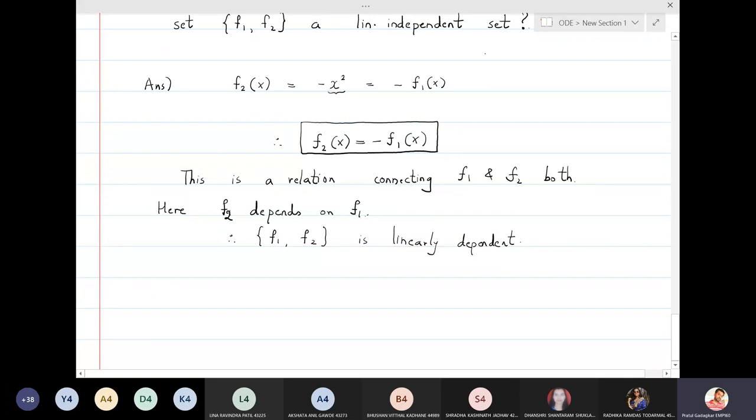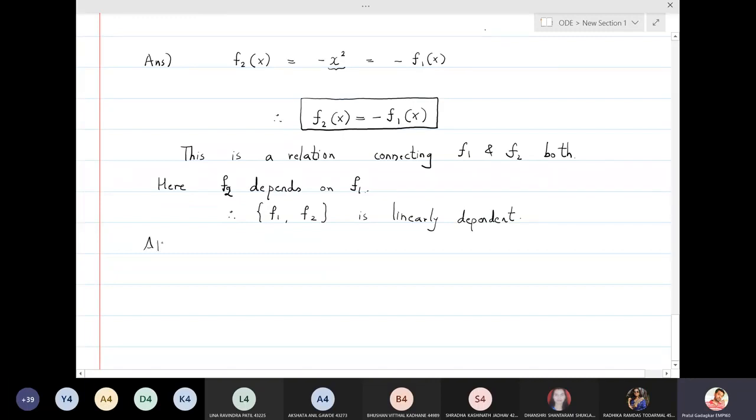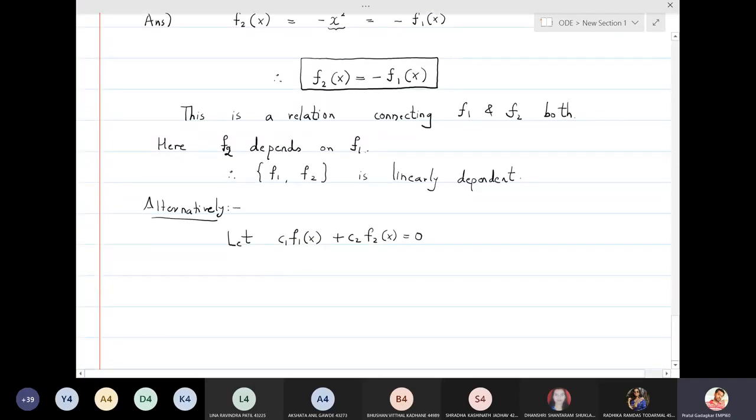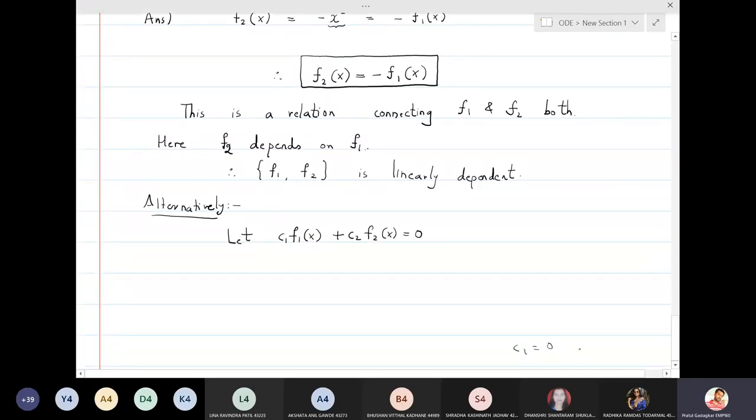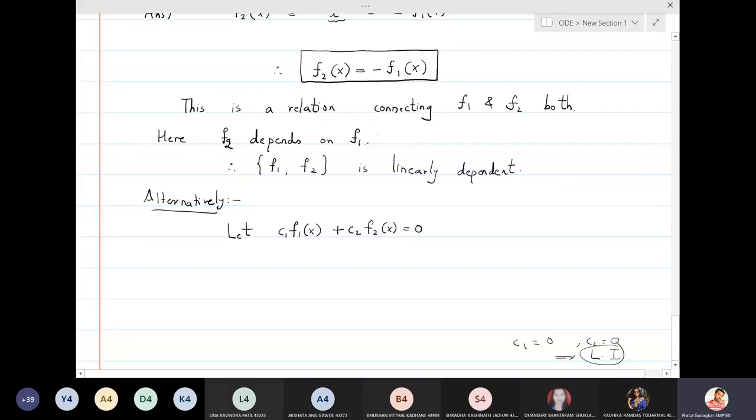Okay, will I be successful? The answer is no, because the set is linearly dependent. So let me write it alternatively. Let C1 F1 plus C2 F2 be equal to 0. Now I will try to see, can I show that C1 and C2 are 0? Is there any problem if I try to do that? Suppose I show that C1 is 0 and C2 is 0, then it will mean that the set is linearly independent. But we know that this set is not linearly independent, it is linearly dependent. So this will never happen. So why? Let us see that.